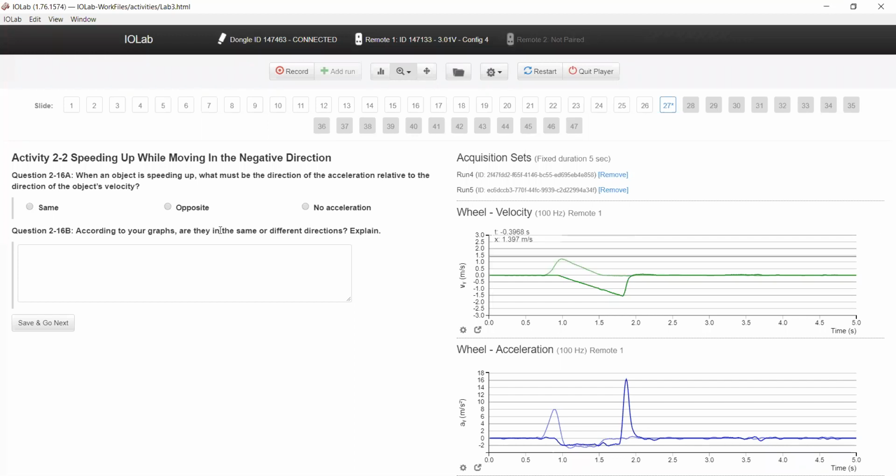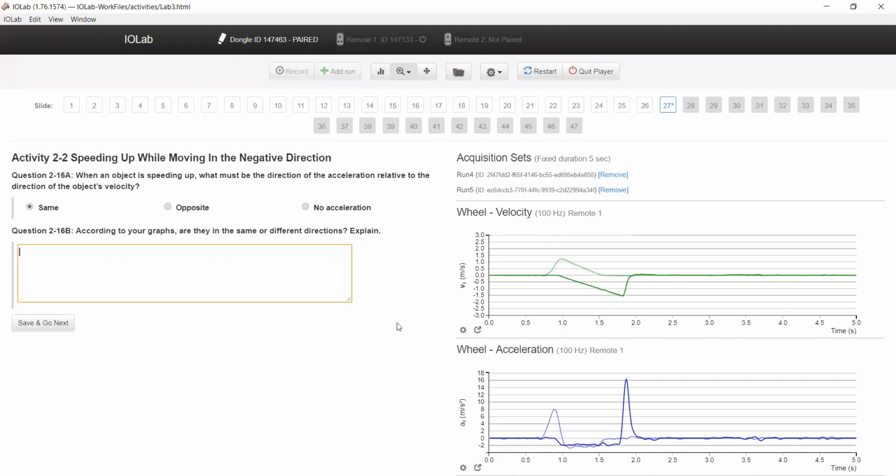Okay, the next slide is speeding up while moving in the negative direction. When an object is speeding up, what must be the direction of the acceleration relative to the direction of the object's velocity? While moving in the negative direction, the object's velocity is negative. So what happened to the direction of the acceleration? Is it negative or positive? Is it the same or opposite? I think it is going to our general rule. When we are speeding up in a direction, does it result in the same sign of acceleration or a different sign? We are moving and speeding up in the negative direction. Did it happen to be the same sign of acceleration as the velocity? You may go ahead and answer this one, and click save and go next after you answer.